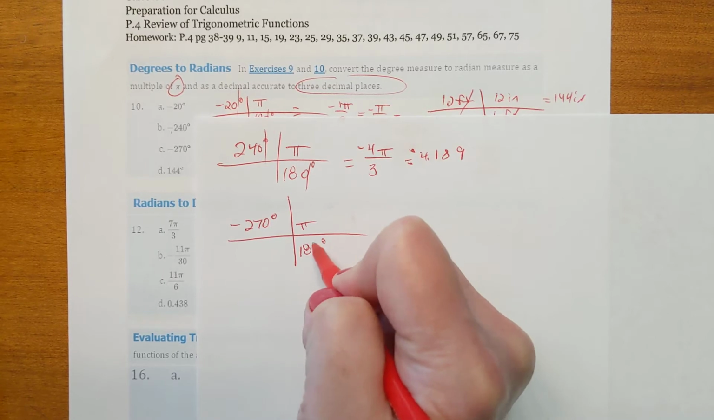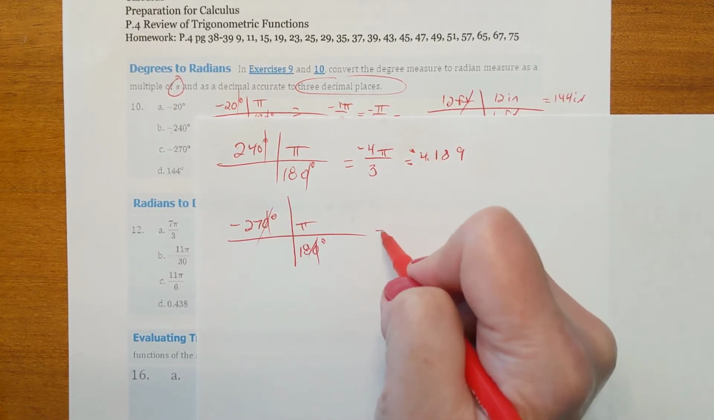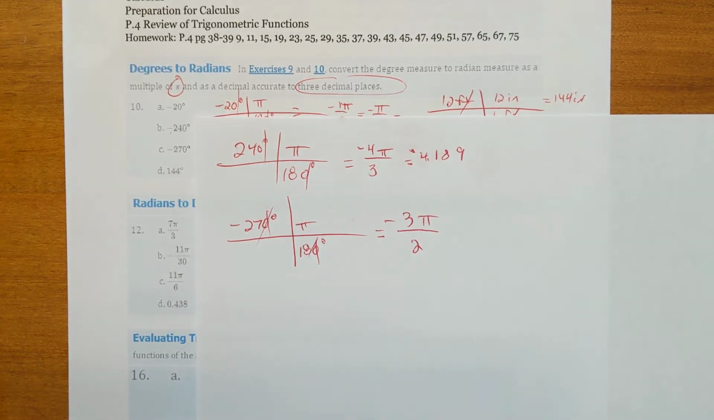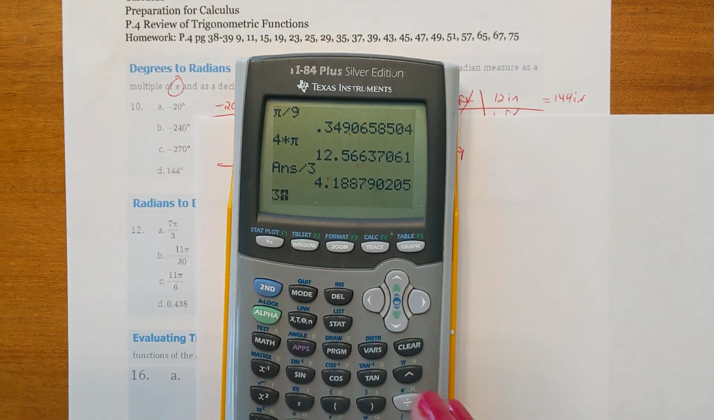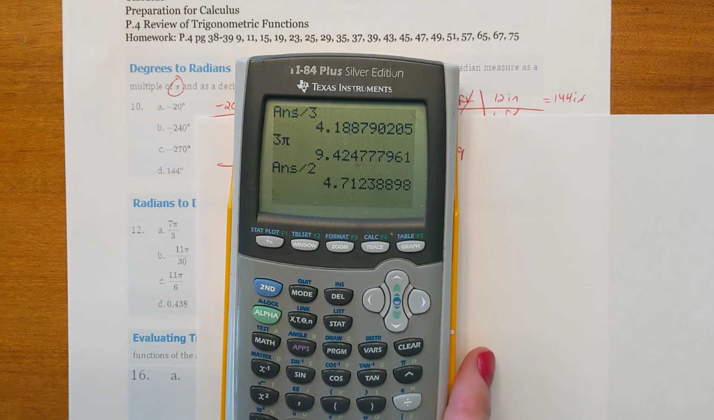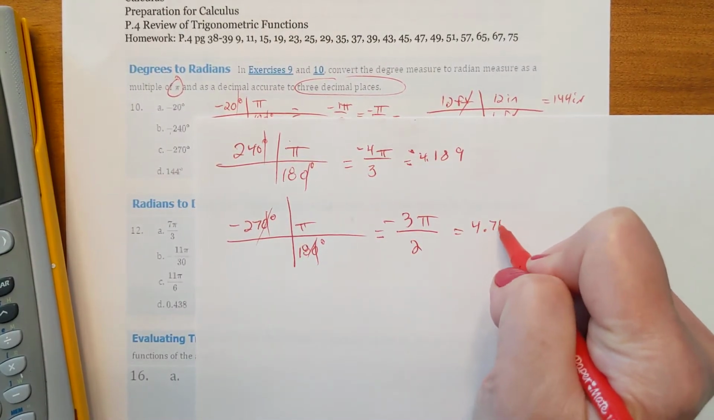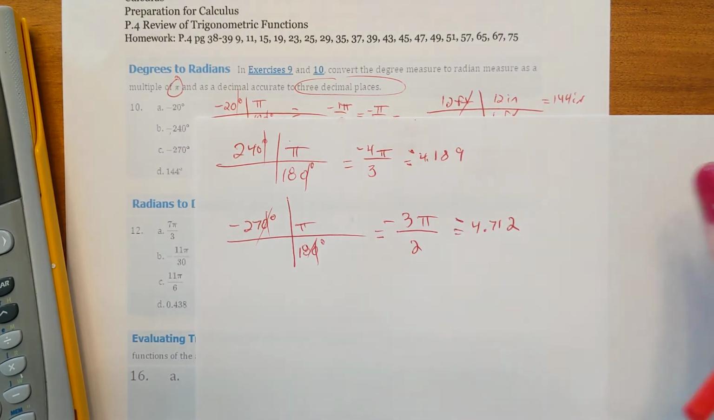Next up, negative 270 degrees. Again, you want to cancel out the degrees, and the zeros are gone. 27 and 18 both divide by 9, so that makes it 3 over 2 pi, negative 3 over 2 pi. And changing that to decimal, 3 pi divided by 2, you get 4.712. And it was negative, so put a negative on it.